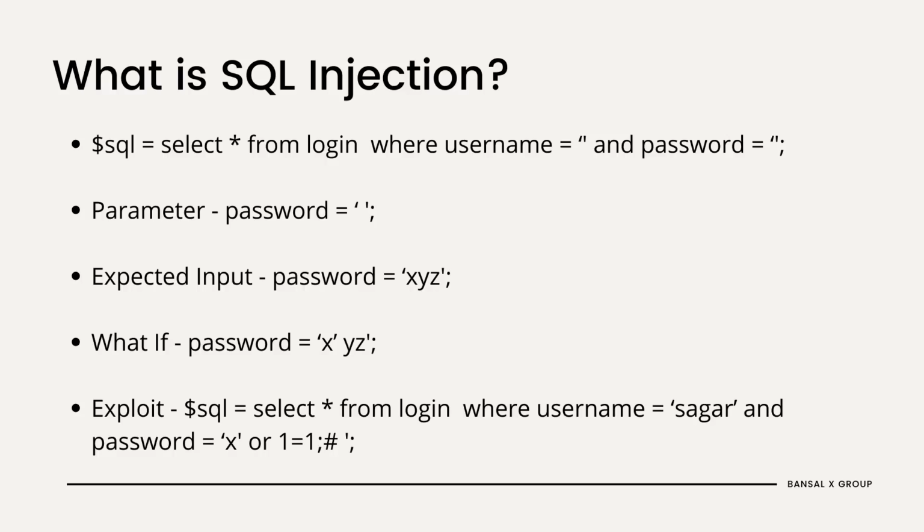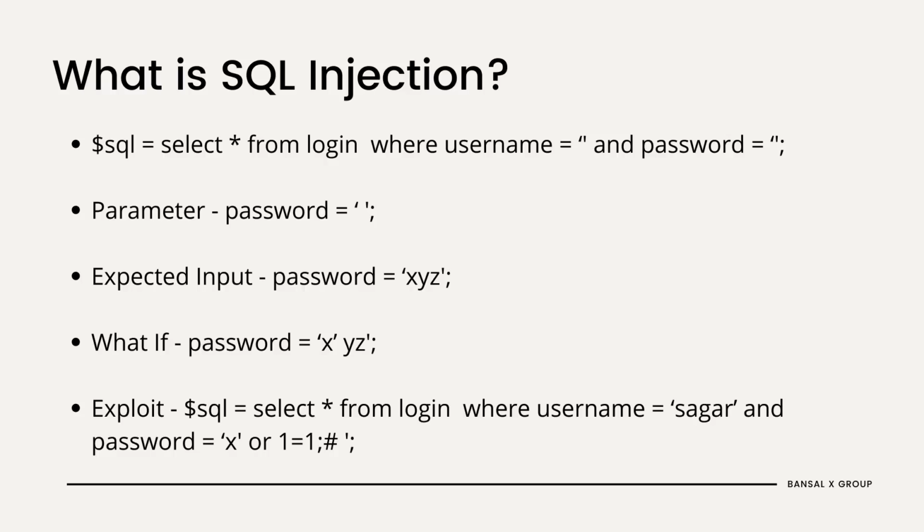So the parameter here, we can choose any of these. Let's say password. This is the expected input. Password equals XYZ. But a hacker like me will not give XYZ. I will give X single quote YZ. Now, do you see what just happened here? That X was supposed to be closing with XYZ and then that single quote. However, I just added a single quote and now I have two statements. Password equals X. And then there is another statement which is Y, Z and single quote.